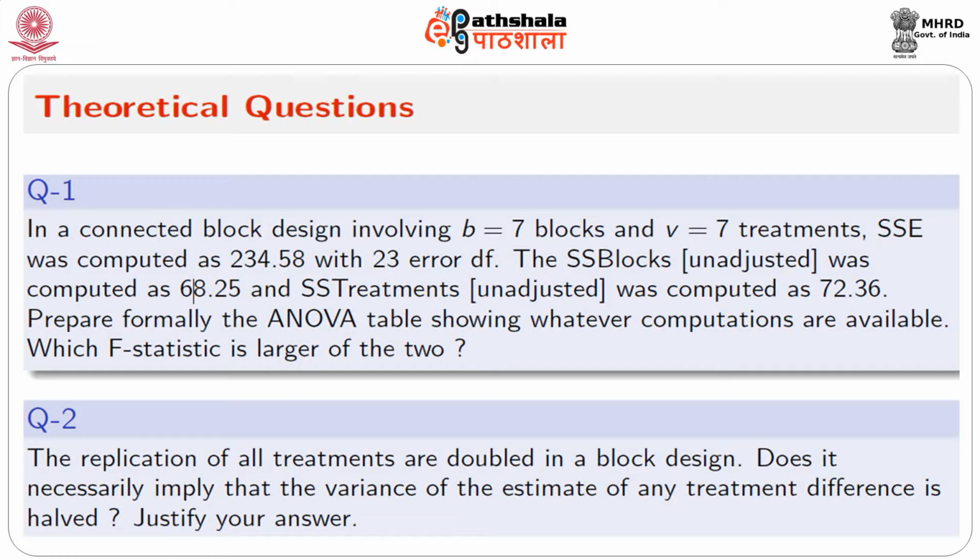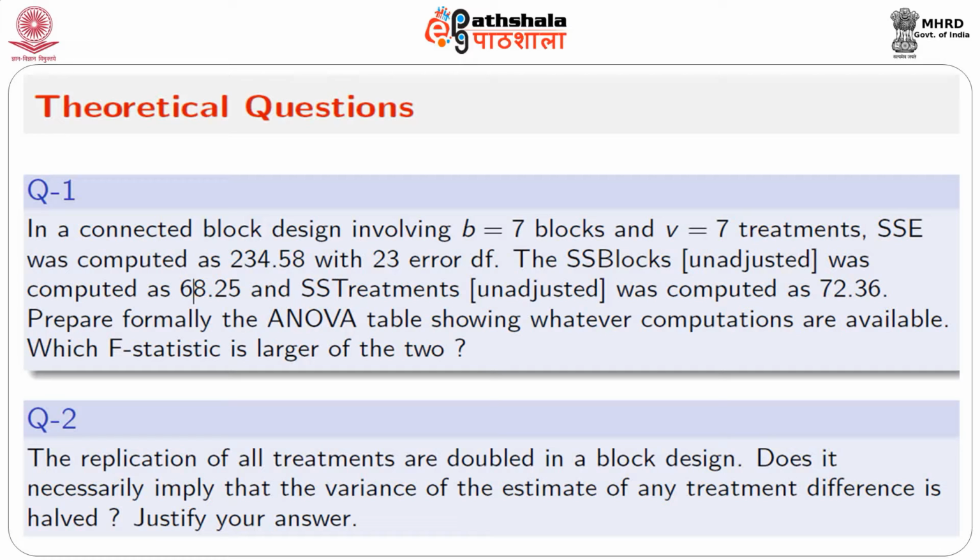You have a block design, and we assume that the block design is connected. Therefore, all treatment differences are estimable, etc. And then they are saying that the replication of all the treatments is doubled in a block design. So whatever we had, R1, R2, etc., everything has been doubled. One way of doing it would be to keep the number of blocks intact and only increase the block sizes, thereby doubling the replication numbers.